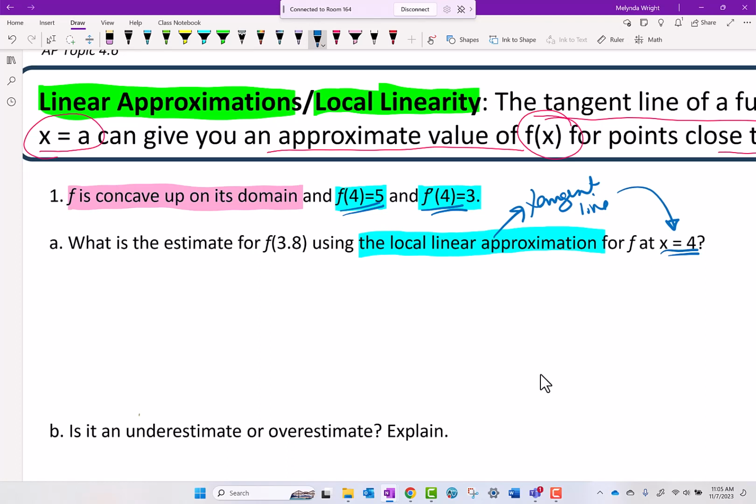Okay? So, just remind us, it's y minus y1 equals m times x minus x1, my favorite equation of a line. So we're going to insert: this is our x value, and this is our y value, and this is our slope, right? So x is the 4, y is the 5, and m is the 3. That's our slope. F prime of 4 is 3. So let's fill in those locations.